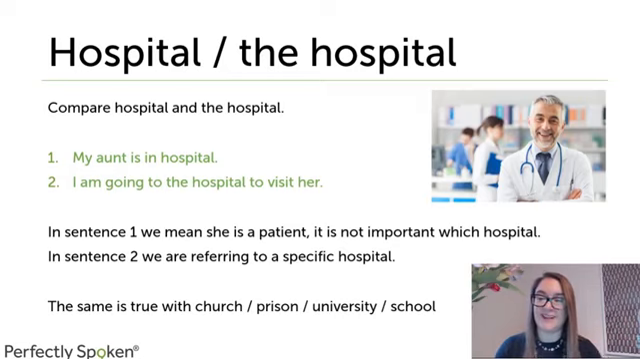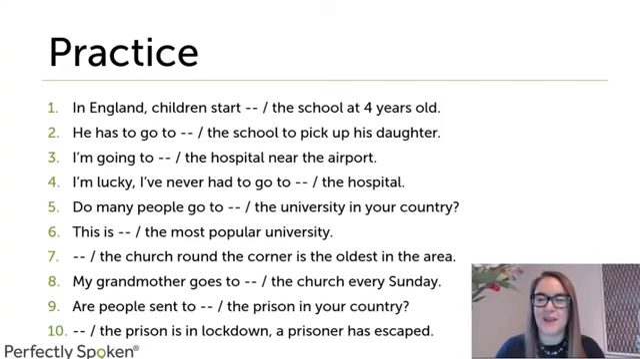So this example of using a zero article or the definite article is true as well with church, prison, university and school. So it depends if I'm making a general statement or if I'm referring to a specific place, a specific building. Okay, I think we're going to practice this so you can see what I mean. Let's have a look at 10 sentences. In each sentence, you have 2 options, zero article or the definite article.